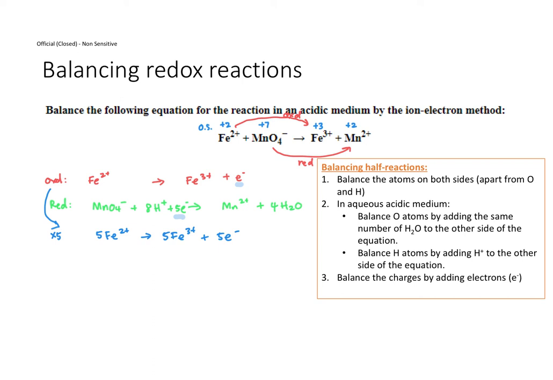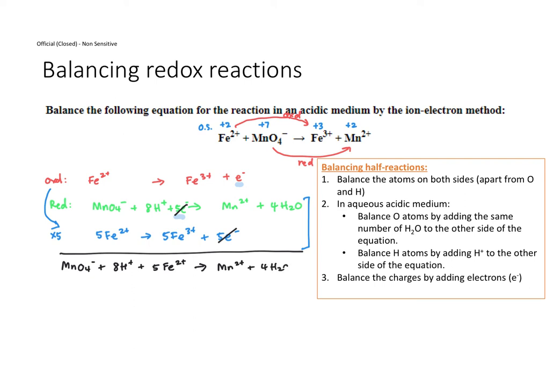So now we can add up these two reactions together to get our final balanced equation. Take note that we do not need to copy over the electrons because the electrons will cancel each other out. So let's copy all the reactants onto the reactant side of the equation. We have MnO4-, 8H+, and 5 Fe2+. And for the products, we have Mn2+, 4H2O, and 5 Fe3+.